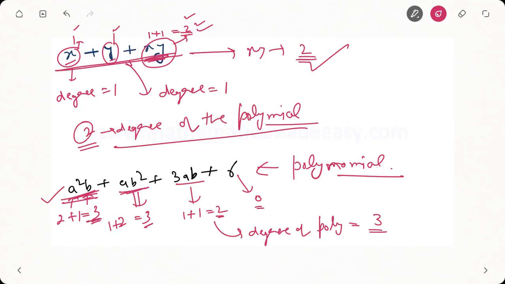So what is the maximum degree? 3, 3, 3, 2. So the maximum degree is 3. So the degree of the polynomial would be 3.